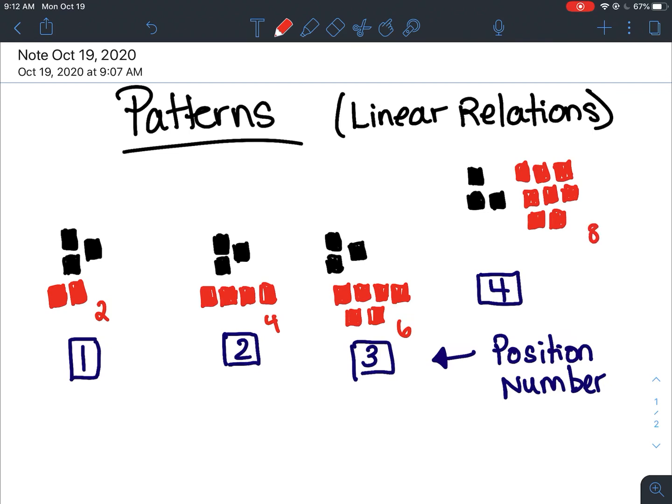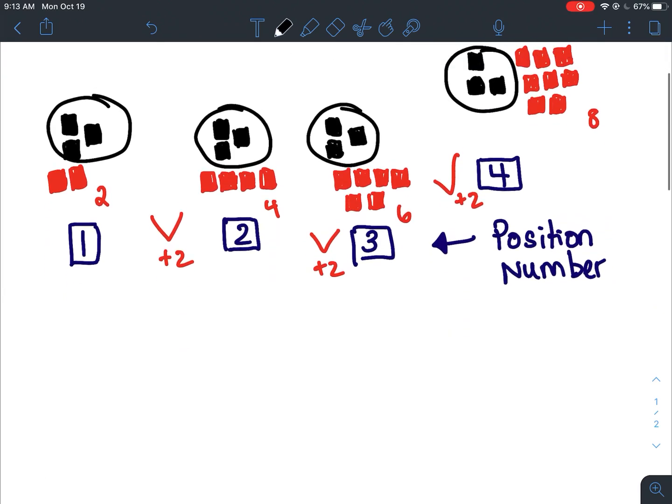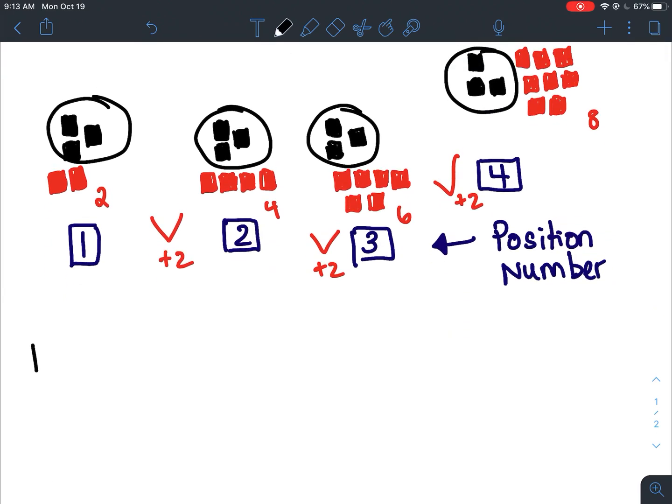So it looks like the red tiles are increasing by 2 every time, right? Like they're getting 2 added to them every time. Whereas the black tiles are just remaining constant at 3 each time. There's just 3 black tiles. So what we like to do with this information is to write what we call a rule, which will be translated into the word equation.